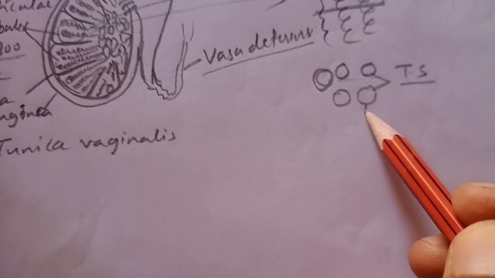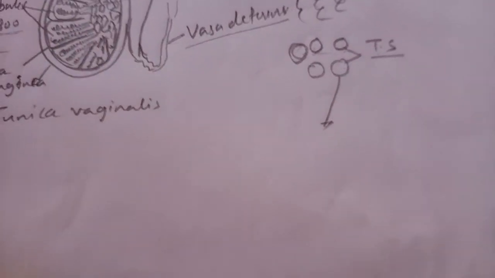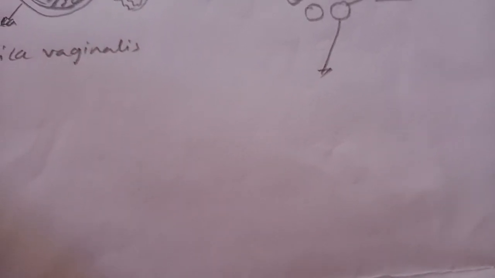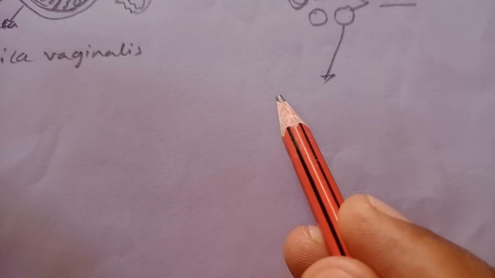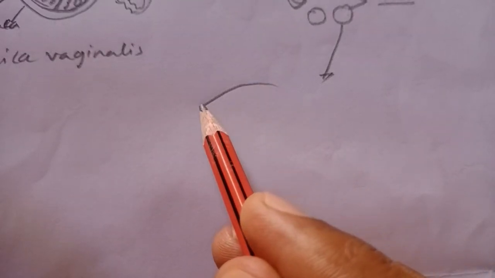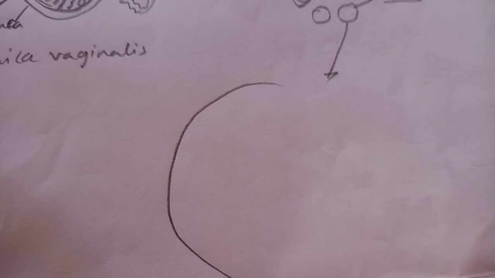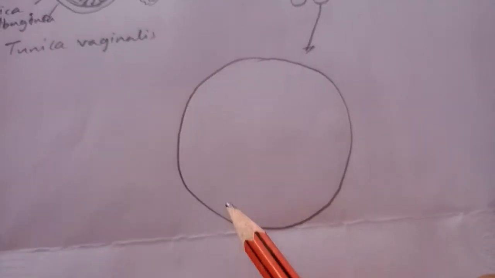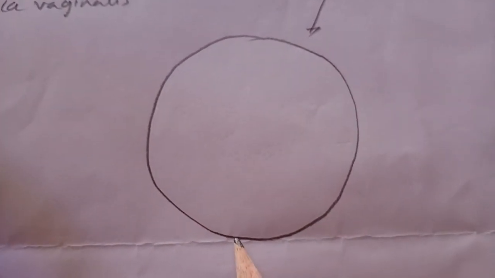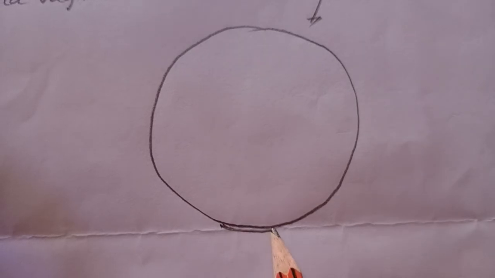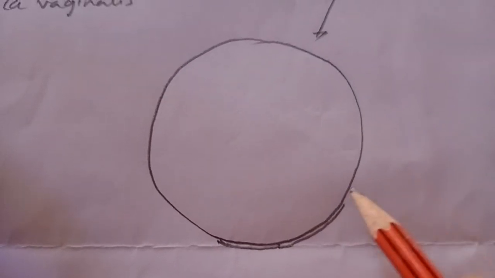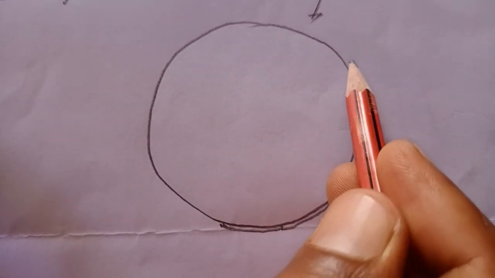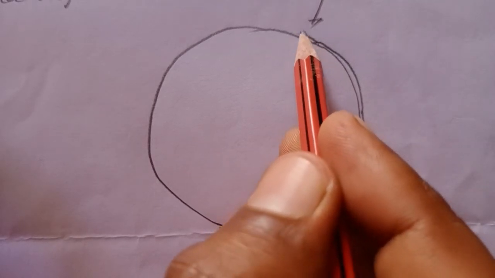I will enlarge only one here to show you the complete seminiferous tubule histology. Histology means the cellular level structure. So we shall draw the circular structure. I'll take the complete one seminiferous tubule here. This is the external seminiferous tubule. These are fine tubes, very microscopic tubes we can say.